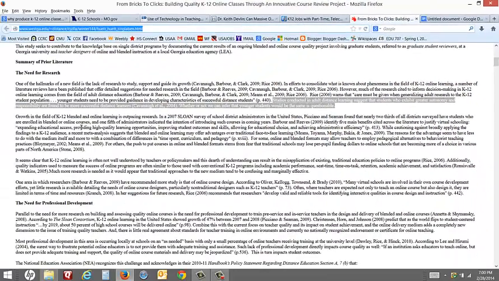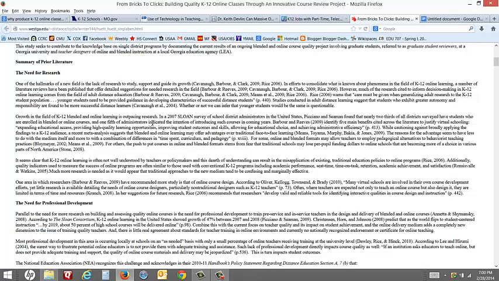Growth in the field: blended online learning is outpacing research. In the 2007 Sloan survey, district administrators found two-thirds of all schools had students enrolled in a blended or online class, and one-fifth of the administrators indicated the intention of introducing such courses in coming years. Five main benefits were identified across the literature to justify virtual schooling: expanding education, providing high quality learning opportunities.